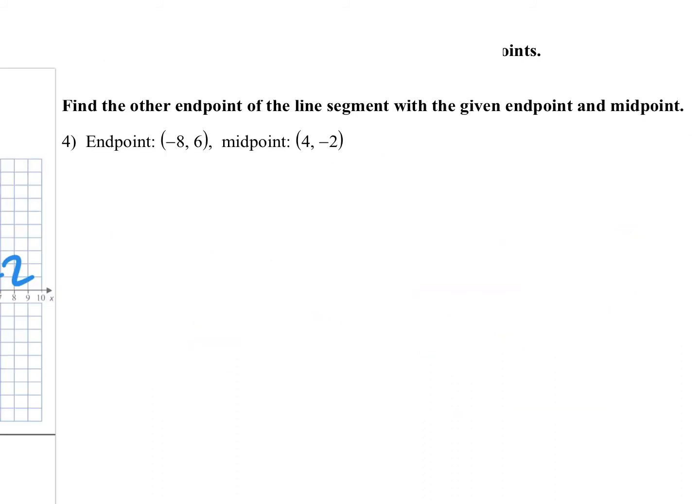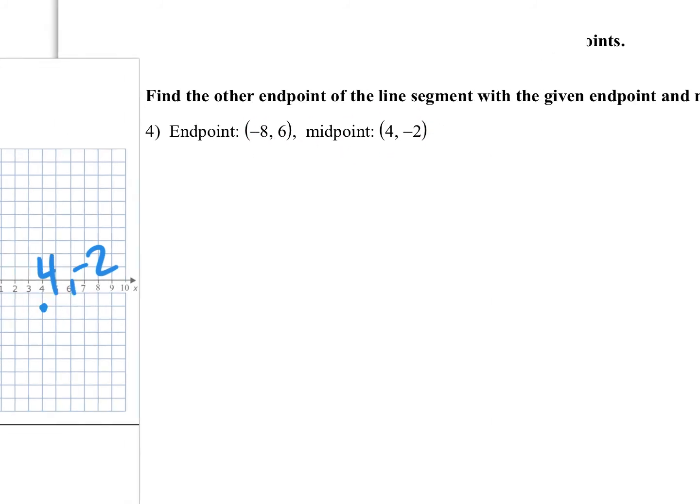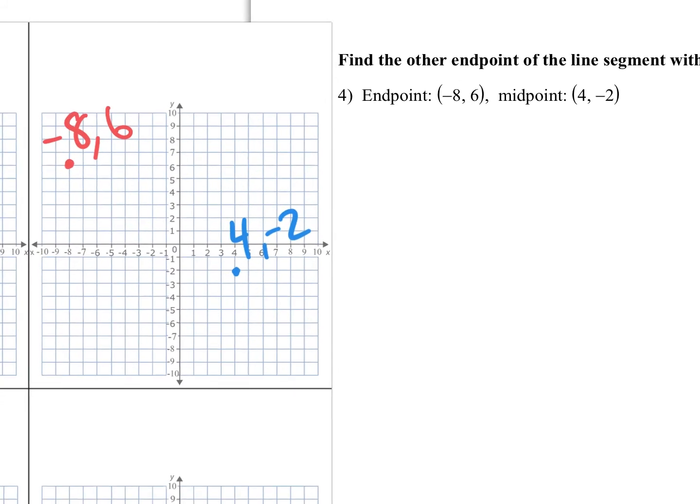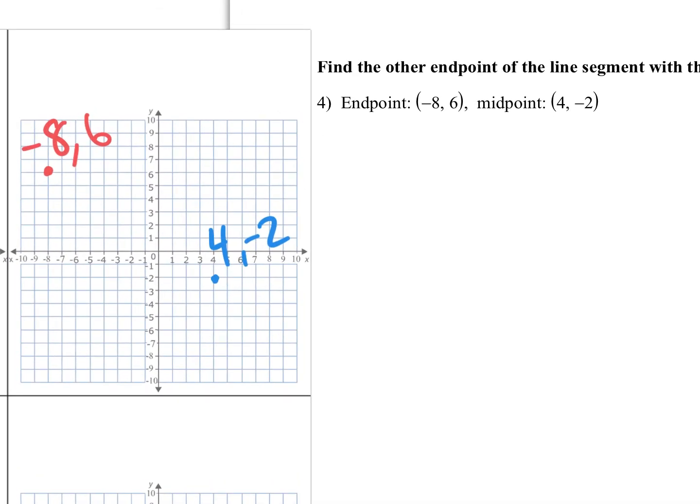Question number 4. It asks us to find the other endpoint of the line segment with the given endpoint and midpoint. So here we've got an endpoint, -8, 6, and then we've got the midpoint, it's the middle of the segment, 4, -2. And I sort of plotted it right here, right? And so what does that mean? If this is one end, right, and this is the middle, then the other end is going to be approximately right here, right?